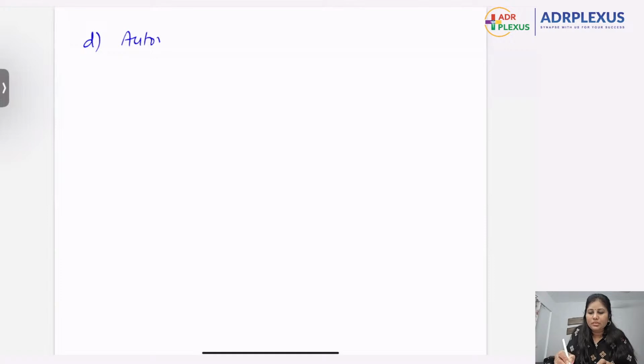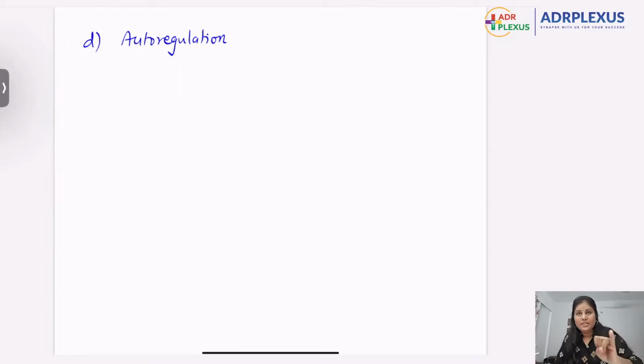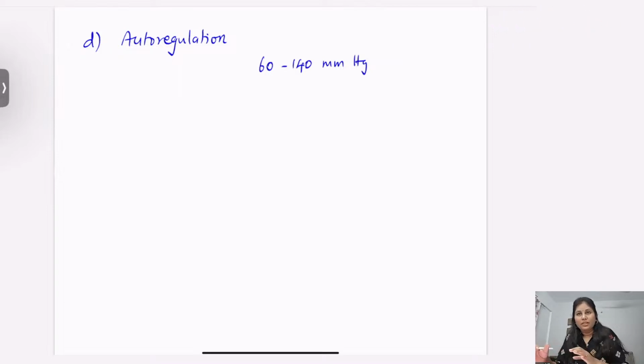Auto-regulation. Now, 3 important organs have this beautiful feature of auto-regulation. One is the heart, the other one is the kidney, the third one is the brain. So what is this auto-regulation? In spite of changes in the mean arterial pressure, maybe from 60 to 140, in this range, a constant blood flow is maintained. Normally if the pressure increases, the blood flow also increases, and if the pressure decreases, the blood flow decreases, but here it stays constant.